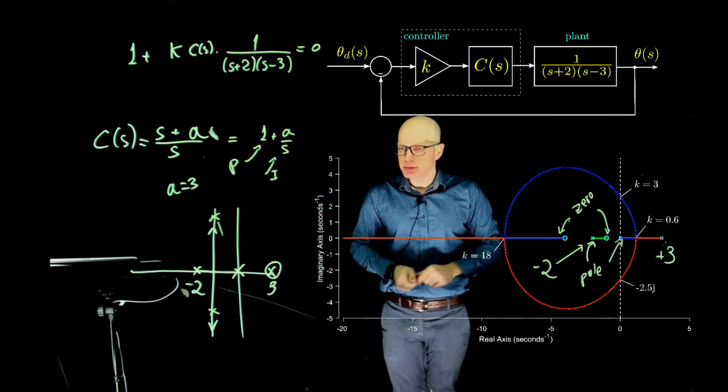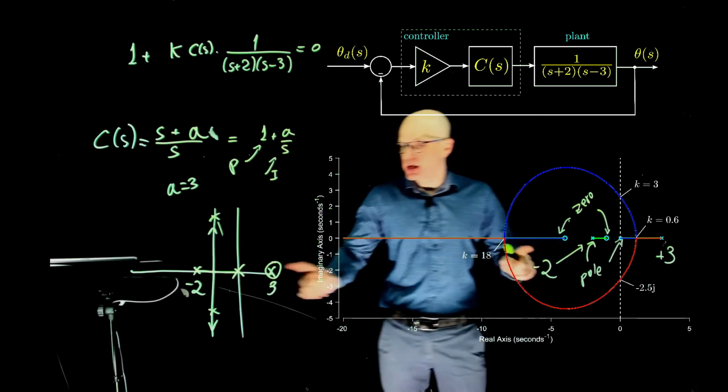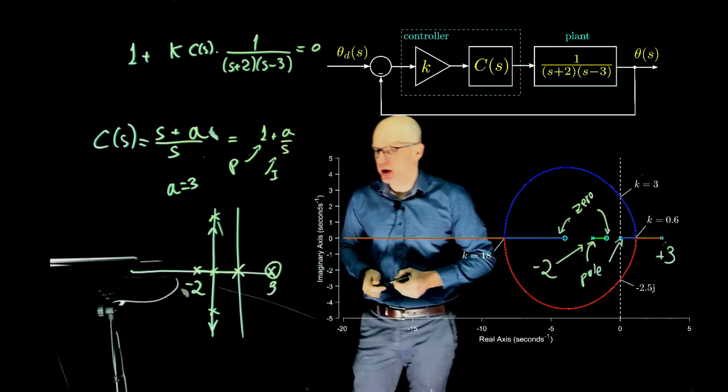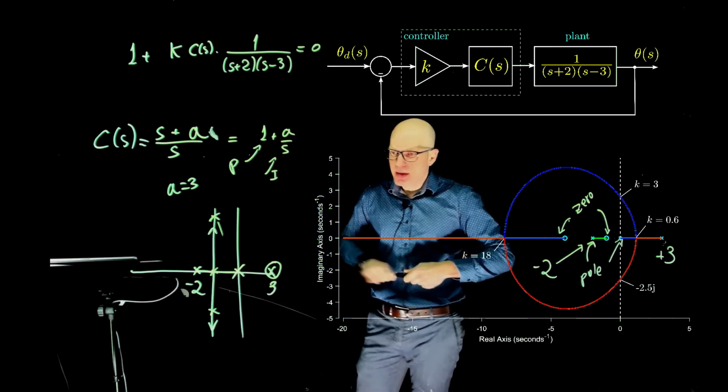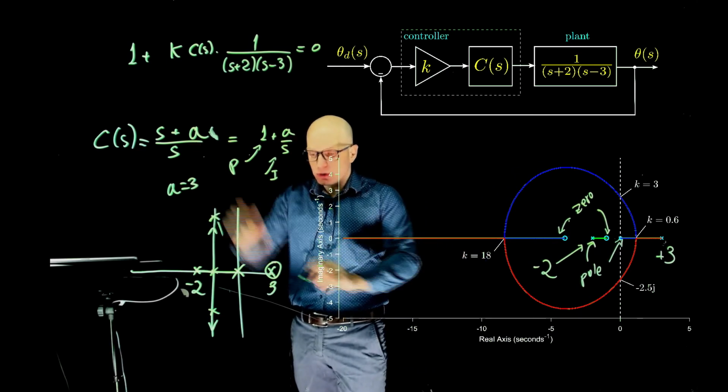It's a good point. But we could, for instance, just limit k here to this point, to the critically damped point. We don't have to pass that point. But the main advantage is that here we need this value of a to be precisely 3.